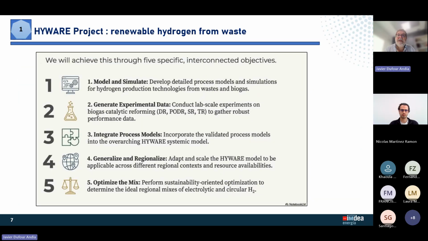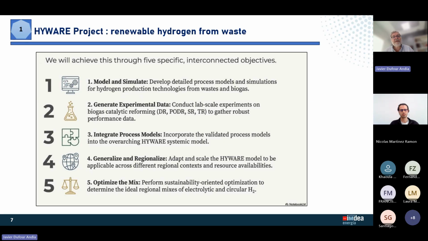So then we have these 5 specific objectives. You can see that we began more than 3 years ago with the modeling and simulation of some hydrogen production technologies, as well as the classification of these wastes. And in parallel, our colleagues made this experimental work about the dry reforming of biogas. And then with all this information, the previous model and the information coming from the lab, we also model that and we simulate that.